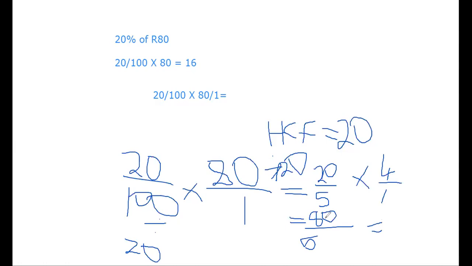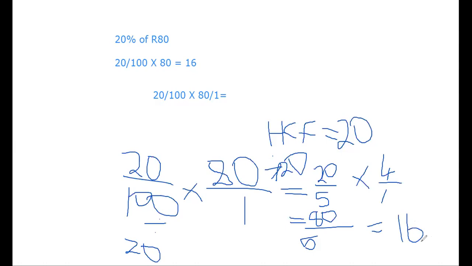We'll say 80 divided by 100. How much is 80 divided by 5? So now we are thinking about 100. 80 divided by 5 gives us 16.